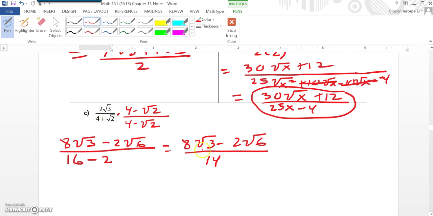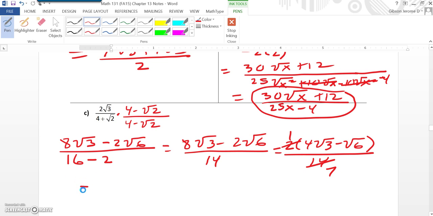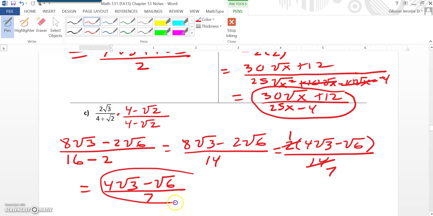all over 14. Now 8 and 2 both have 2 in common, so we can factor out a 2. We would be left with 4 square root of 3 minus the square root of 6, all over 14. 2 goes into 2 once, 2 goes into 14 7 times. So our final answer would be 4 times the square root of 3 minus the square root of 6, all over 7. That will be our final answer.